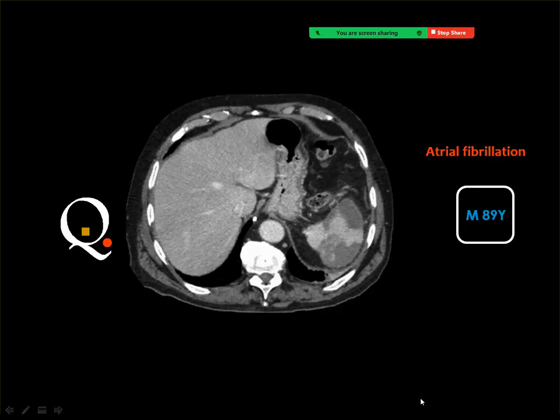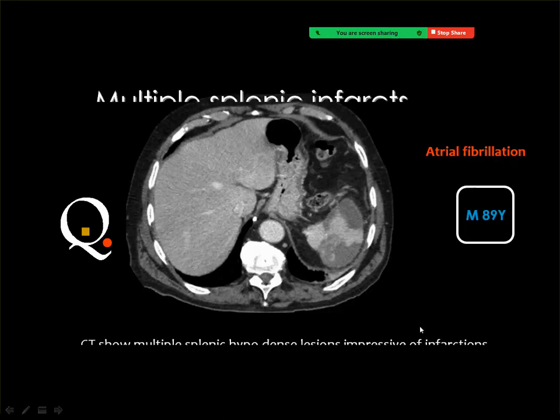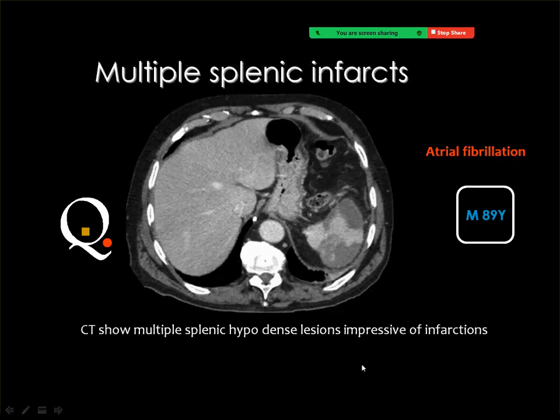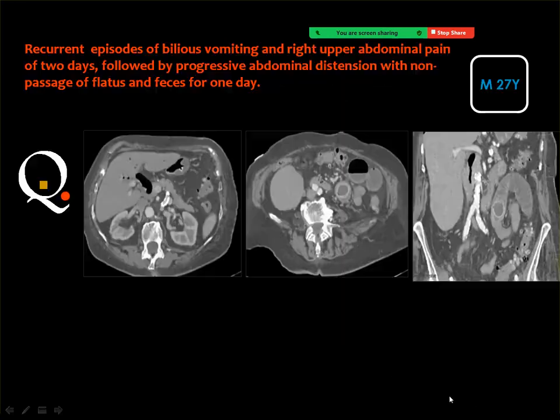Next case, a patient 89 years old with atrial fibrillation. Splenic infarction. Yes, multiple splenic infarctions, multiple non-enhancing areas within the splenic parenchyma respecting the splenic contour, and these are splenic infarctions.